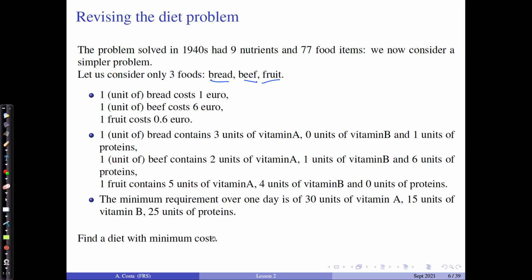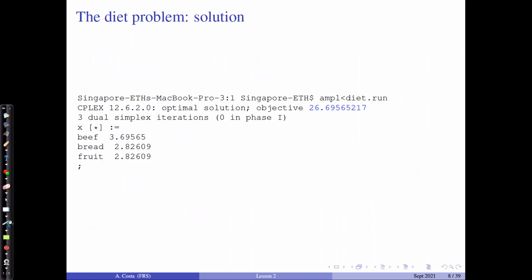And we wanted to minimize the cost. And if you remember last time, when we found the solution, so this is the model, that was the optimal solution, right? And that was the solution in terms of number of units of beef, bread, and fruit. And the question was, wouldn't it be more interesting, like useful in practice, if these were integer numbers, assuming we can buy integer units of bread, beef, and fruit? So how to do that?